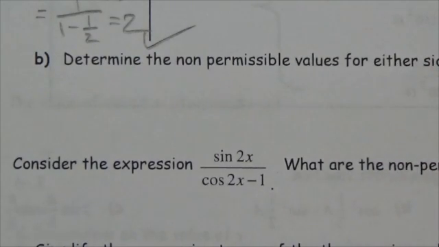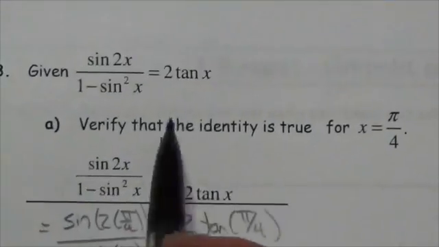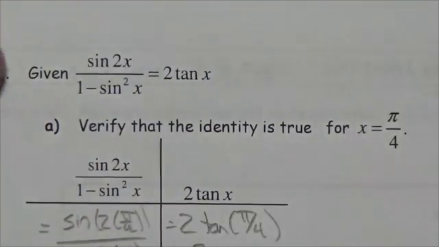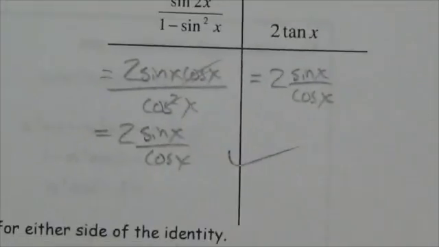Determine the non-permissible values for either side of the identity. All right, well, what we've been able to prove here is that this is, in fact, an identity. And so the restrictions that we're looking at should carry over from one to the other here. Now, notice that there is a tangent in this expression. Now tangent's got the cosine in the denominator. Well, actually, we can see it more clearly here.